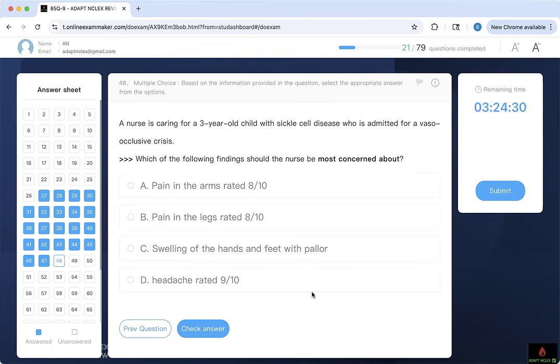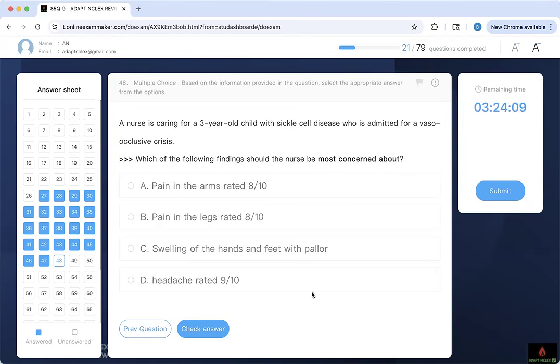What do you think? This is a test-taking strategy concept. If you watch and you're on question 48, I would like to know what is your score. I will check this video online. I want to see how many people hate this one. Which one will you be concerned about? Vaso-occlusive disease in a sickle cell patient.